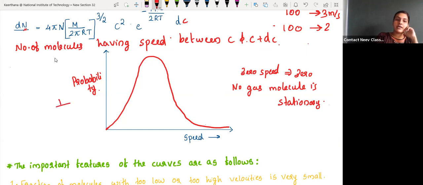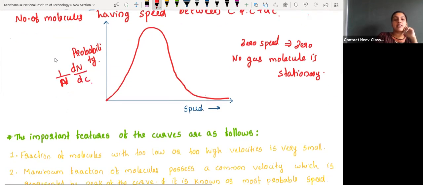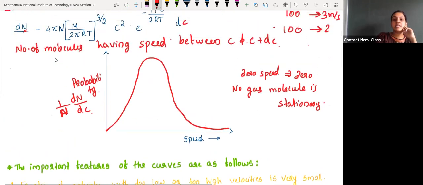This is 1 by n dn by dc. And the important features of the curve: this curve is constant at a particular temperature, or this is an isotherm. We draw it at constant temperature for a particular amount of gas, and this curve will not change for a particular gas at constant temperature. The distribution of molecular speeds at a particular temperature is constant.